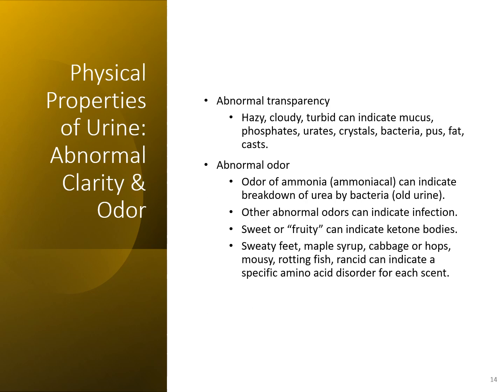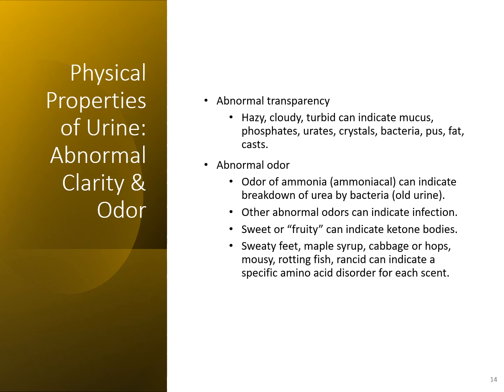When we look at clarity, if it's hazy, cloudy, turbid, it could be things in there like mucus, or it could be some sort of crystal, it could be bacteria, it could be white blood cells, red blood cells. So there's a lot of things that can make the urine lose its transparency.